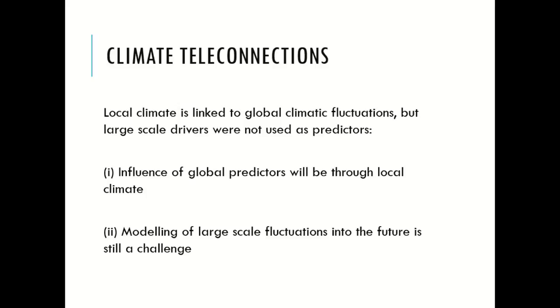Now, for those people who are going to ask why we didn't include things like the Atlantic multi-decadal oscillation and El Nino and so on, the first reason is that the influence of all of these large-scale oscillations that you would normally hear about would be taken into account in the patterns of variability of the climate data that we have for temperature and for rainfall, which we also proved. The second thing is modeling of these large-scale systems is not that accurate at the moment, at least modeling of them into the future, and we wanted to keep as much accuracy as possible.